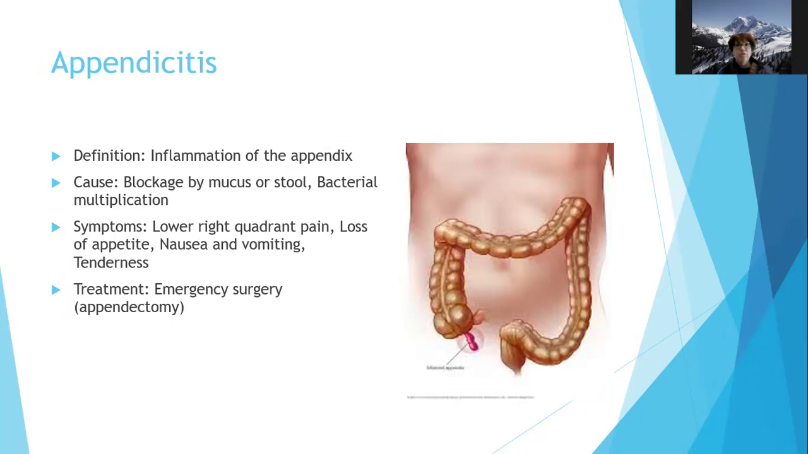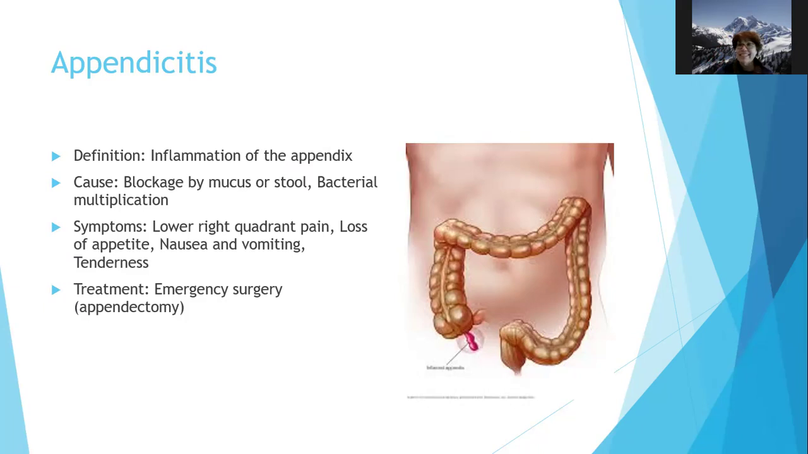Appendicitis is inflammation of the appendix, a lot of times caused by a blockage of either mucus or stool. And the bacteria can just get in that little thing and multiply and cause all sorts of problems. The symptoms are lower right quadrant pain, loss of appetite, nausea, and vomiting. There's a particular type of tenderness that they call rebound tenderness that they will assess you for if they think you have appendicitis, where basically they push down and it doesn't hurt as much on the pushing down, but then when they let go, that's the rebound tenderness. Emergency surgery is the treatment. They remove that appendix and off you go.